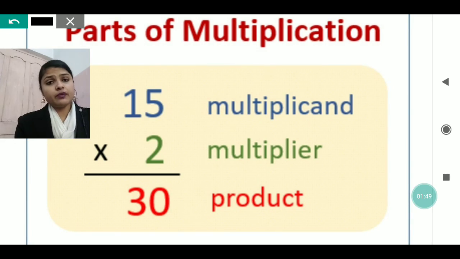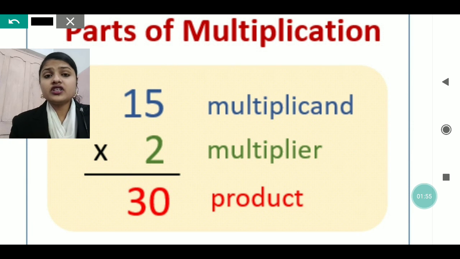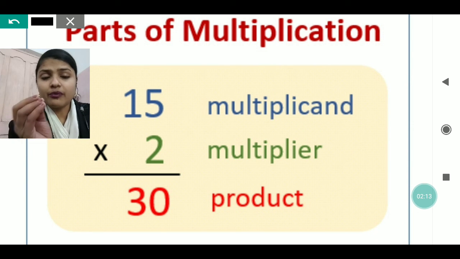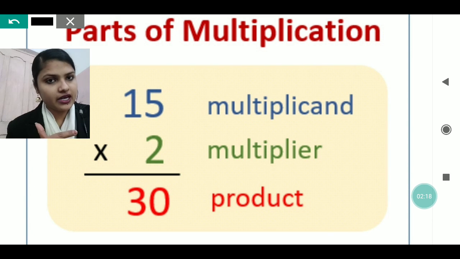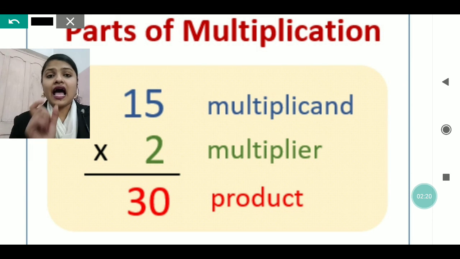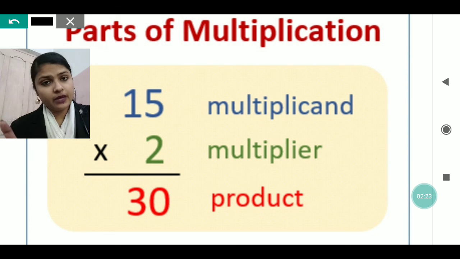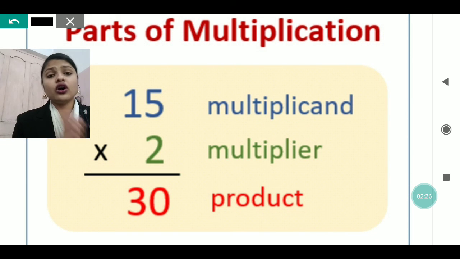Before starting the multiplication with time, I would like to recall some things related to multiplication. You can see some of the parts of multiplication: multiplicand, multiplier and the product. Still you all get confused in these things. Please students, try to understand: the number which we are multiplying is the multiplicand. The number by which we multiply the multiplicand is the multiplier. The answer which we get by multiplying multiplicand into multiplier is called the product.